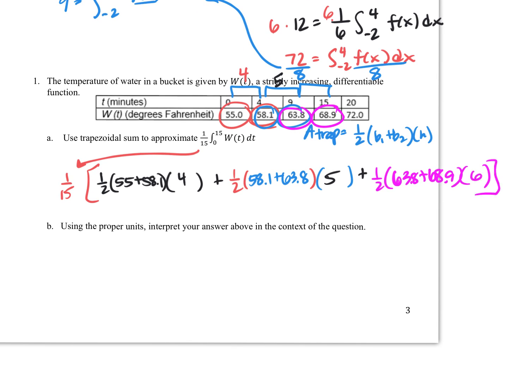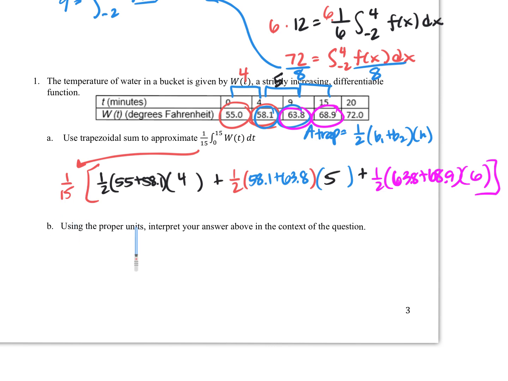Do we need an answer? Absolutely not. Might someone put the 1/15 here, and might someone else say, I was just going to add them all up, and then show it as divide by 15. Either way, we're right. We've got to put that 1/15 somewhere, though.